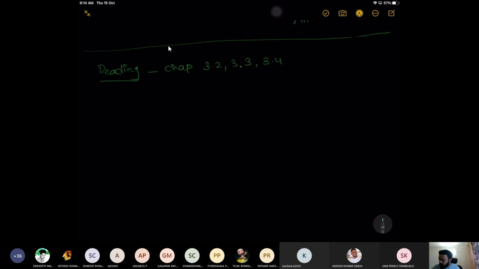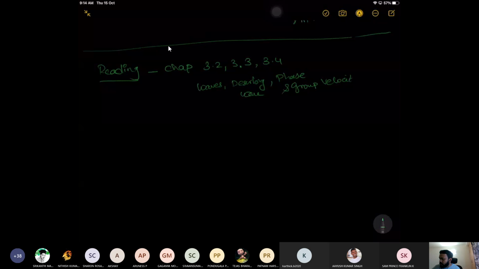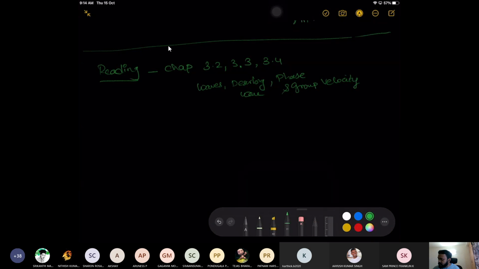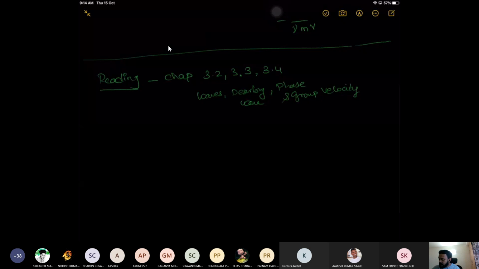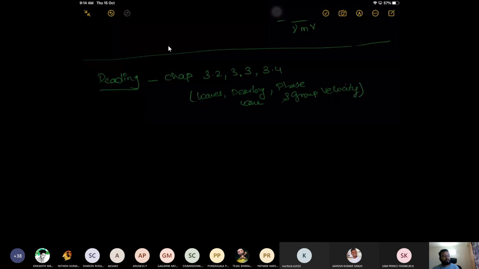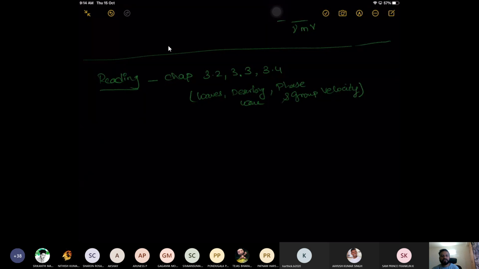Essentially, chapter 3.2 talks about waves, 3.3 talks about describing a wave, and 3.4 talks about phase and group velocity. Why am I highlighting these things? These are very necessary in order for us to understand the mathematical representation of the wave.